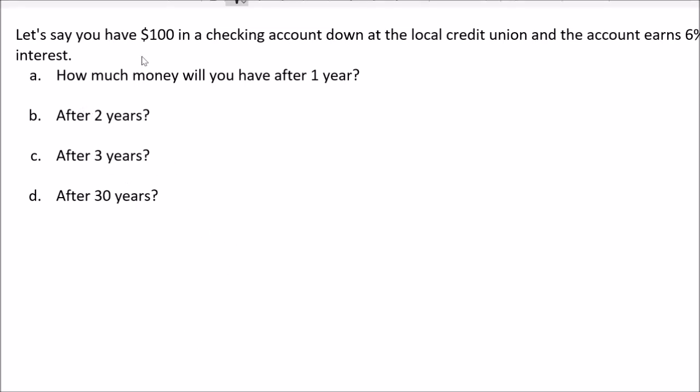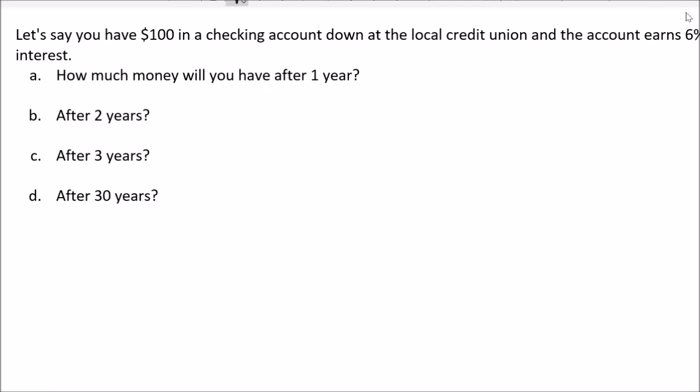Let's say we have just $100, it's in a checking account, and we have it down at the local credit union because at this moment in history, they're getting better interest there than at banks for savings accounts. So at ours, pretty good. We're going to get 6% interest. So first question, how much money are we going to have after 1 year? Now guys, this one's probably the easiest one here.